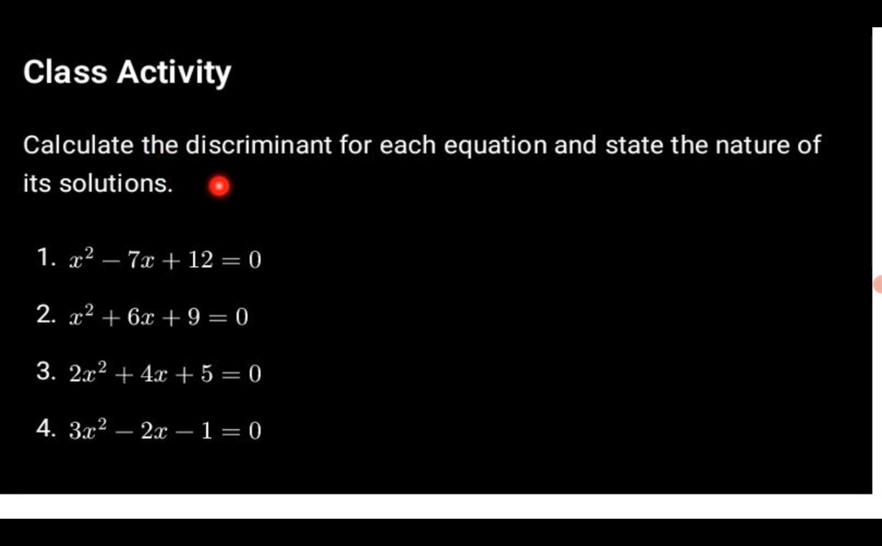I would like you to calculate the discriminant for each equation and state the nature of its solutions, whether there are two real solutions, or there's one solution which is repeated, or there's no solution at all. You do that by simply determining the discriminant for each of the equations.